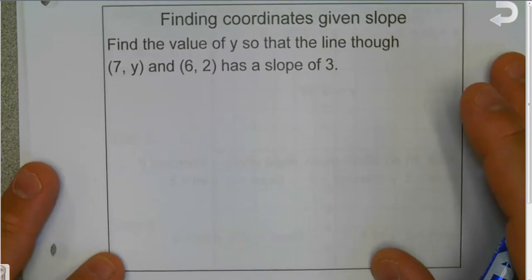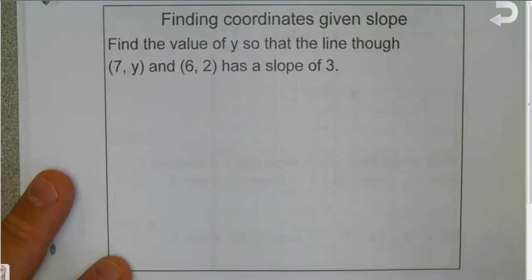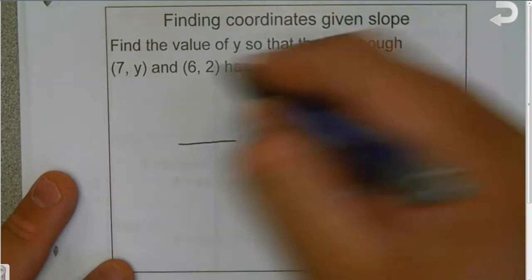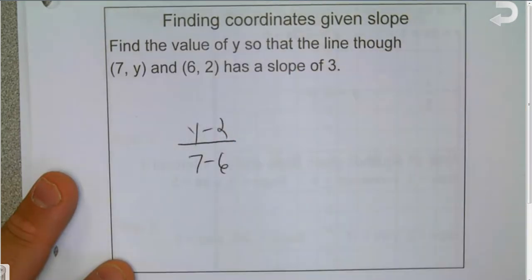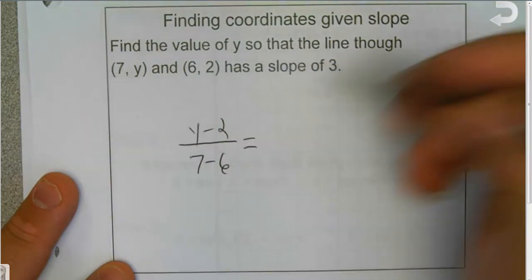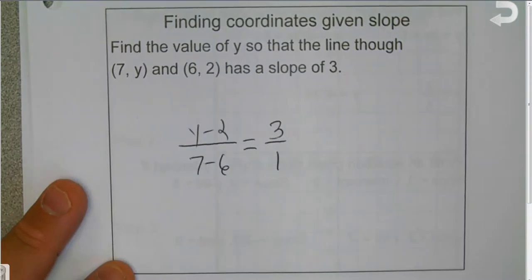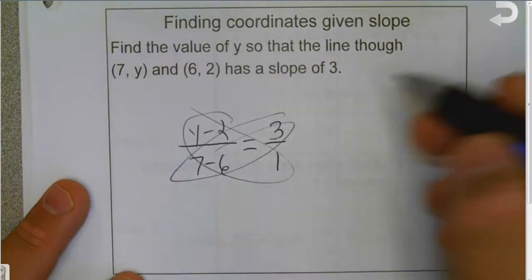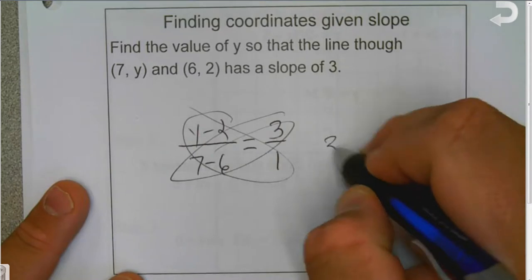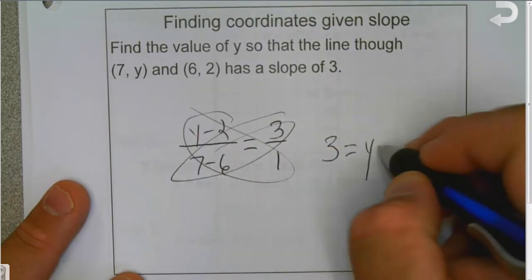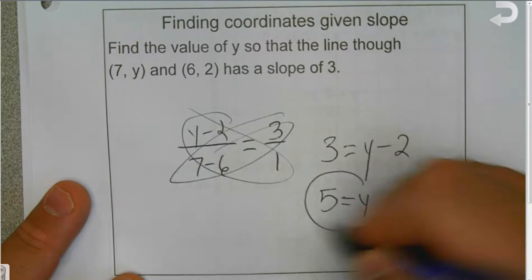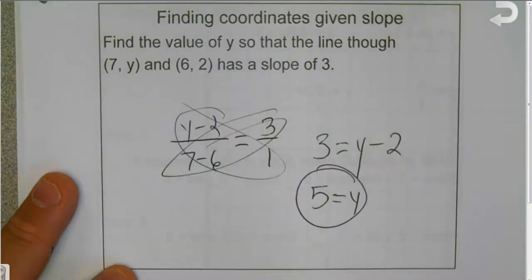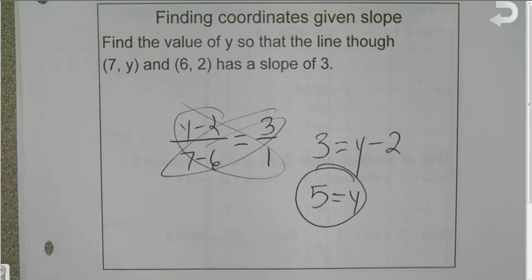You can actually find the coordinates if you know the slope. So if I were to set up this equation before I knew what the slope was, I would say y minus 2 over 7 minus 6. If I know the slope, I can create a proportion, which is what we worked on in the last class. And so if I create a proportion, I can solve this. I just cross multiply. 3 times 7 minus 6 is 3, because 7 minus 6 is 1. And 3 is equal to y minus 2. And so then I can add 2, and I know that y is equal to 5. So that's just a quick review of everything that you could possibly be faced with slope.